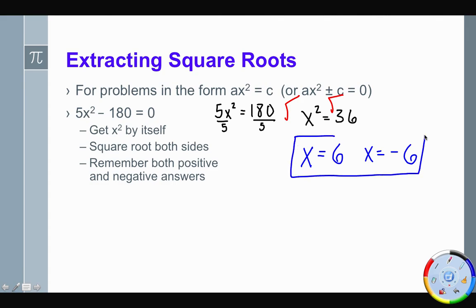So this is kind of the easy type, but this is only for a specific type with no linear term. So make note of that. It's the only time you get x squared by itself in these cases.